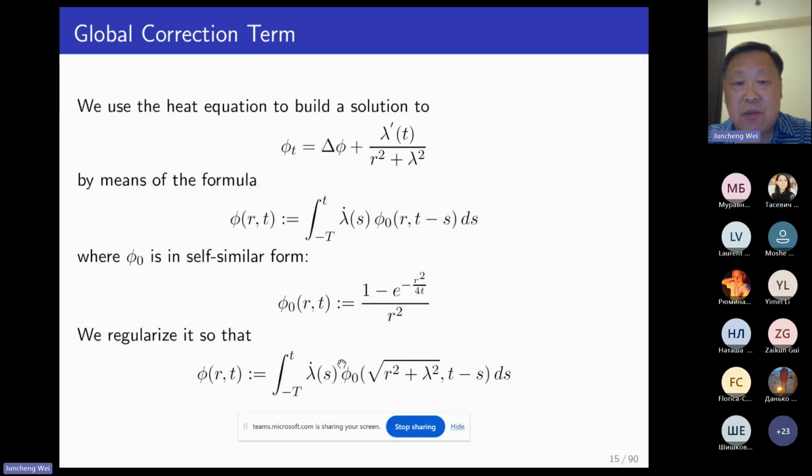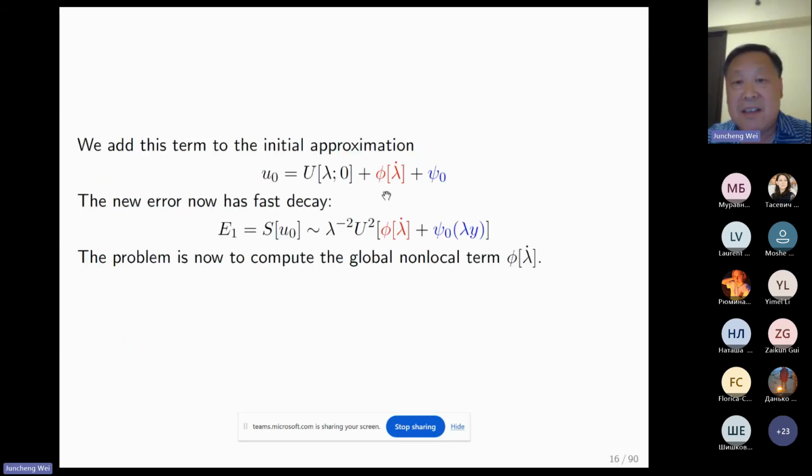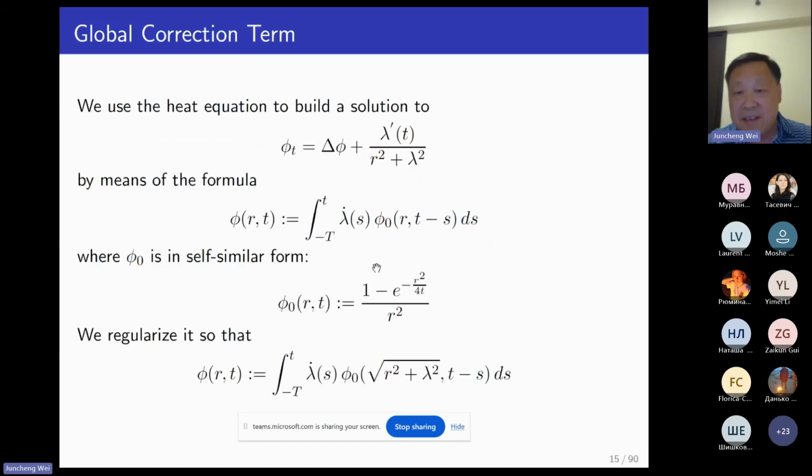We're going to add this to the ansatz, because this will kill this slow decay term. This term is a global term, and it is very important. As I told before, we have a very strange blowup rate, t minus t over log squared, and this strange blowup rate precisely comes from this global term, as we're going to say later.